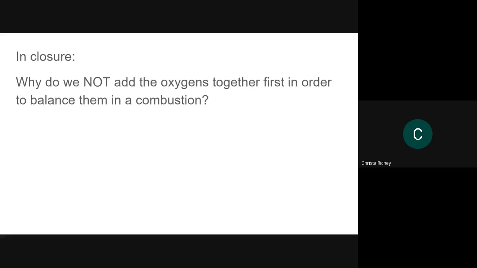But the reason why we do not add oxygens together first is because we balance them separately. The 2 oxygen in the carbon dioxide is only affected by the coefficient in front of the carbon dioxide. And the 1 oxygen in the water is only going to be affected by a coefficient that goes in front of the water. They don't get balanced at the same time. They are separate. And therefore, in the math below, for those of you that have to keep doing the mathematics below it, there's nothing wrong with that.